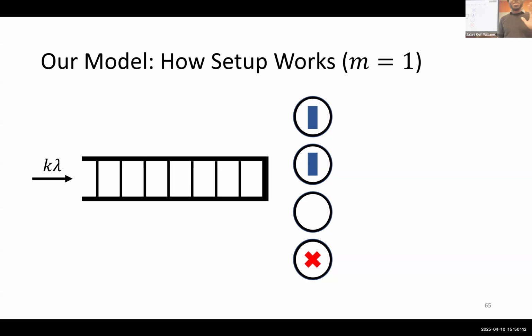Okay, so that's how setup works. Are there any more questions? Very important. Maybe it's the most important part of the talk, just to understand the model. Okay.